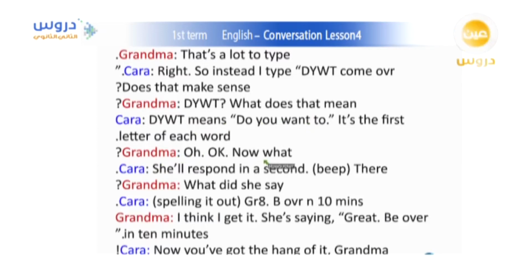Grandma, oh, okay. Now what? Kara, she will respond in a second, and then after a second, beep, there. So she got a message from Kara again. Grandma, what did she say? Kara spelling it out, which is GR8, be over in 10 minutes. So this is going to be, grandmother, I think I get it. She is saying, great, be over in 10 minutes. Kara, now you got the hang of it, grandma.